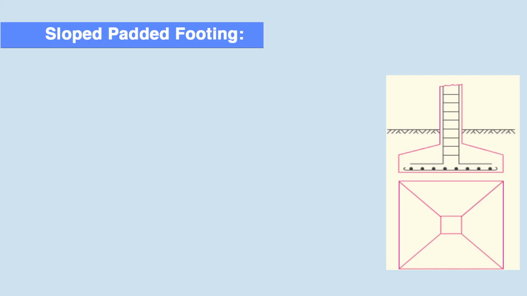Its applications include stepped pad footings, which are commonly used in situations where the load is substantial or the soil's bearing capacity is not sufficient to support the structure with a simple pad footing. The stepped design allows for a larger footing area without requiring an excessively deep or thick concrete base, making it a practical and efficient solution in many construction scenarios. Then the next is sloped padded footings.